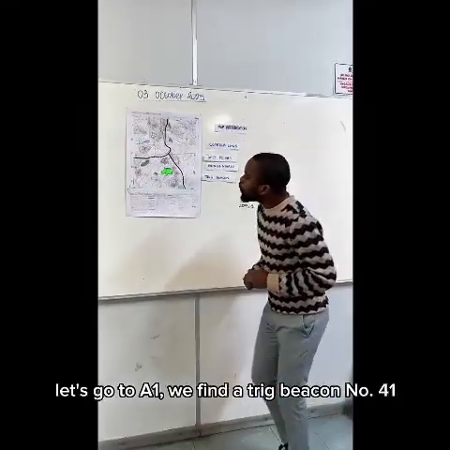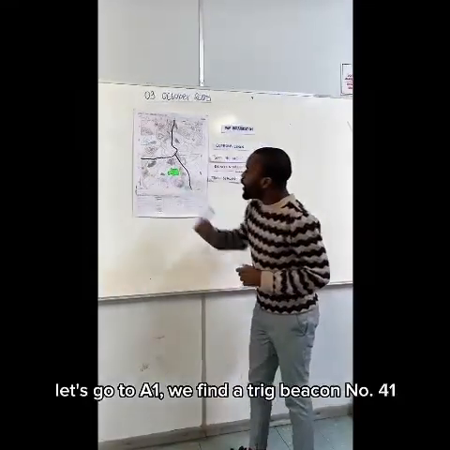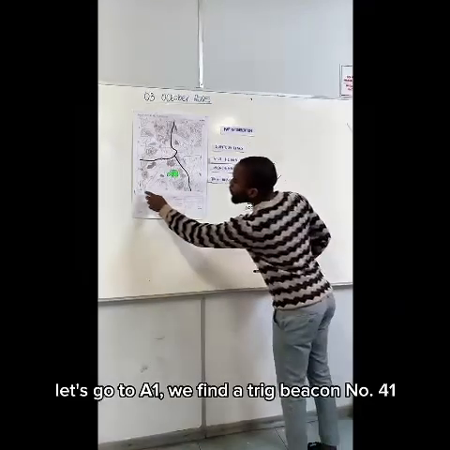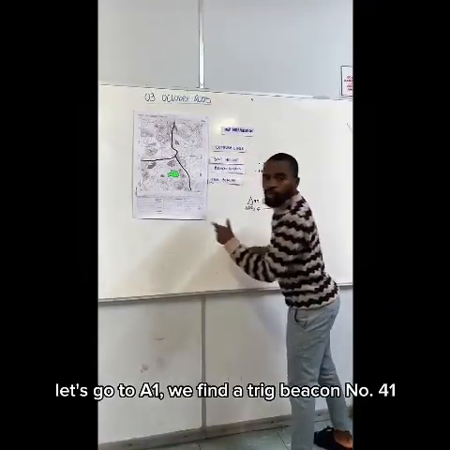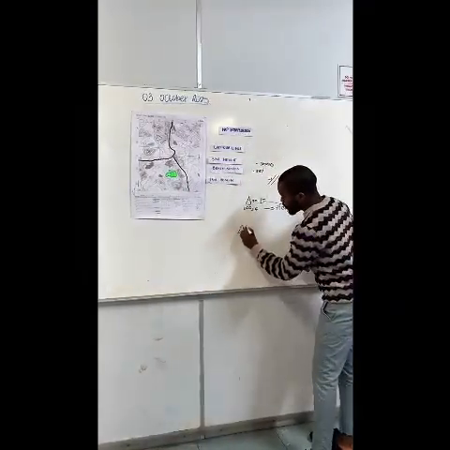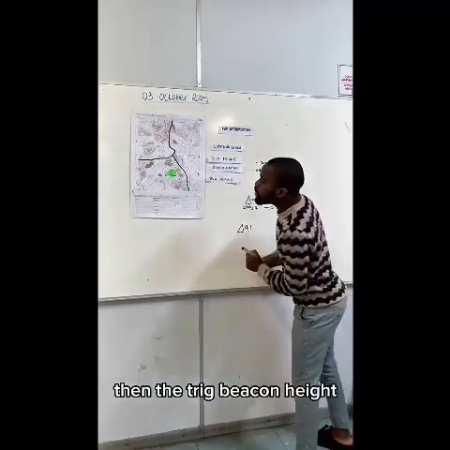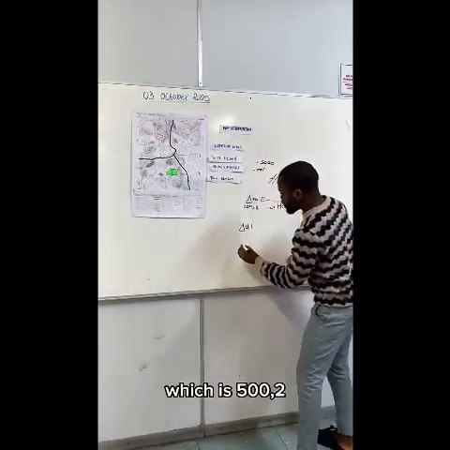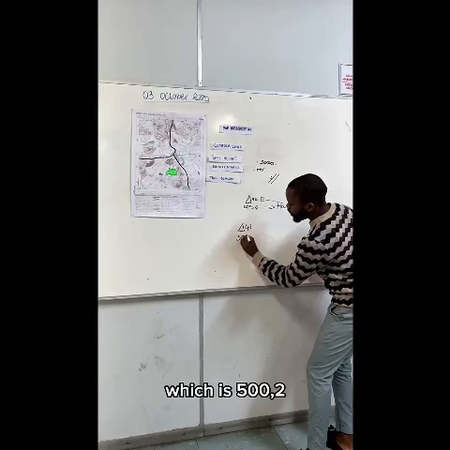Let's go to A1. We found a trig beacon number 41. Then the trig beacon height, this is 500.2.